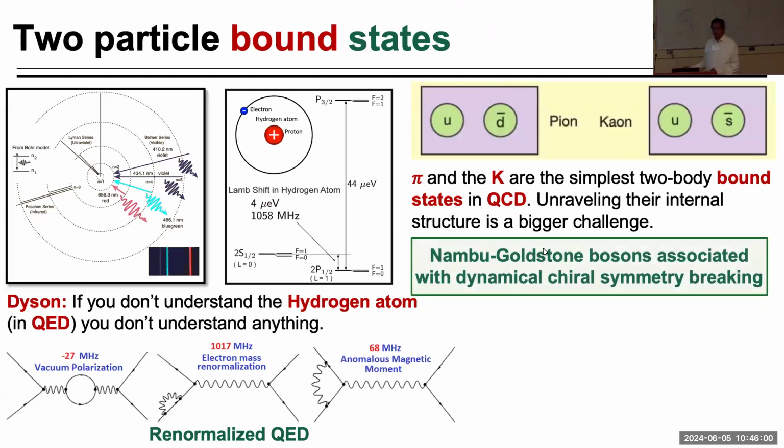Now, these particles have a dual role. On one hand, they're the bound state of a quark and an anti-quark, and on the other hand, they are also Nambu-Goldstone bosons, which are associated with dynamical chiral symmetry breaking, and that's a very interesting thing to compare and understand, because we have certain properties associated with these Nambu-Goldstone bosons. Now, we're still trying to understand the pion and kaon.